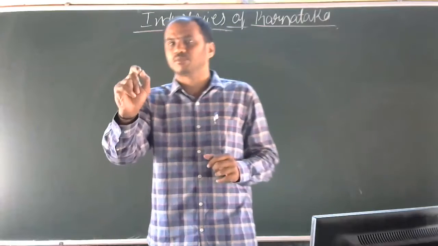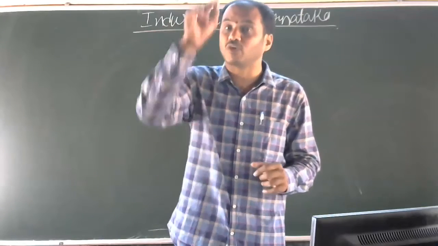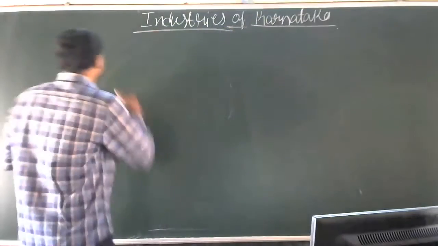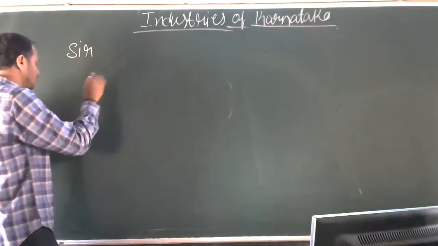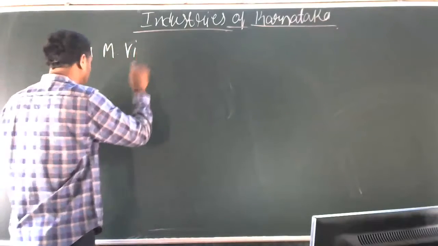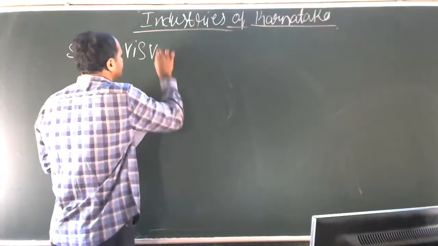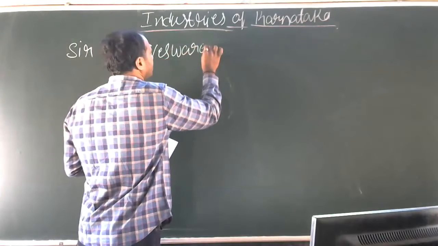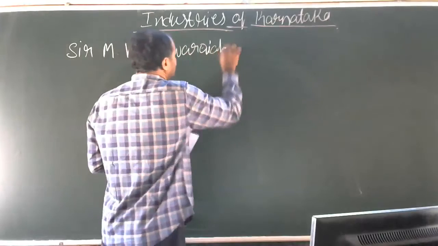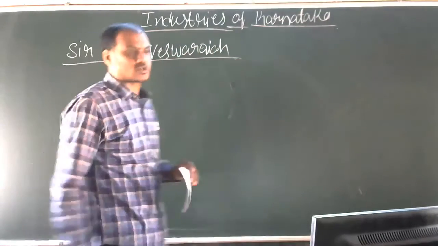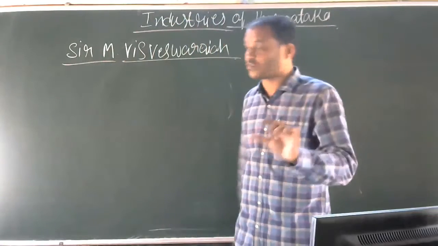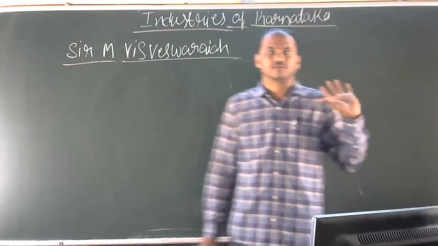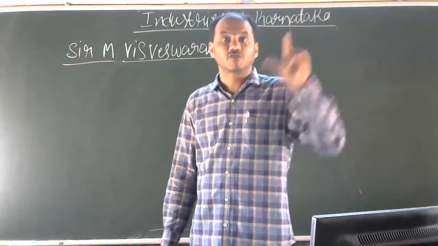So the first name that comes in the growth or development of industries in Karnataka is none other than the Bharat Ratna Sir M. Vishweshwaraya. Why are we studying this particular name? He is the pioneer of industries in Karnataka, the father of industries in Karnataka. He is the first person to lead industries in Karnataka.